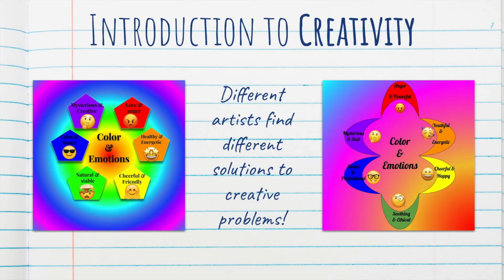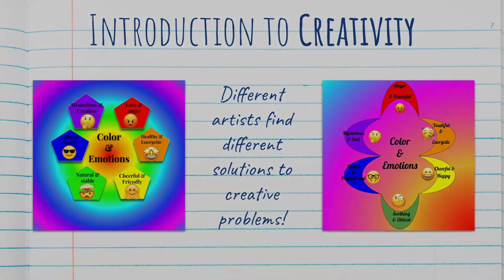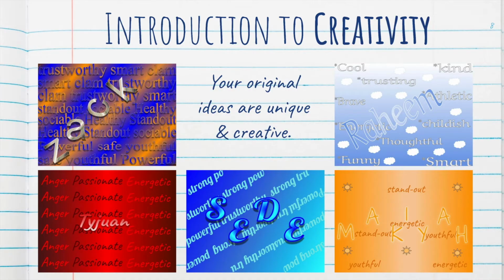Different artists can find different solutions to creative problems. As seen here in our color and emotion infographic, two different students found different ways to satisfy the objective for this project. And your original ideas are unique and creative. When we created our color name graphic, I saw lots of different examples coming through from different students. Very creative and original ideas.